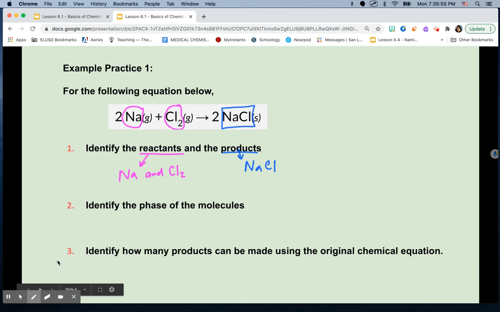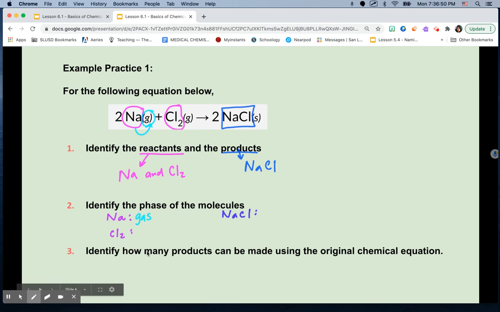Question number 2 asks, identify the phase of the molecules. So let me write out each molecule first, and then their phases. Okay, so I have the same 3 molecules written out on here. And when we're talking about the phases, we're trying to figure out whether they're solid, liquid, or gas, right? So to figure that out for Na, I'm just going to check at the end of Na what's in parentheses and italicized. It's G. So G stands for gas.